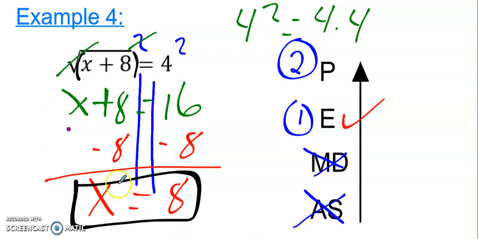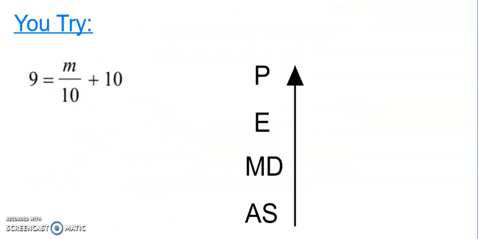Okay, now are you ready to try a problem on your own? You try. Go ahead and pause the video. Write down this you try problem. Work it out on your notes and have your notes ready to turn in. Okay, don't forget, PEMDAS backwards.